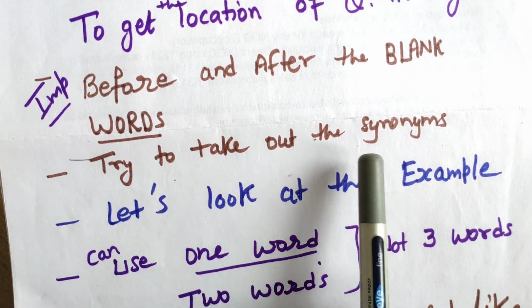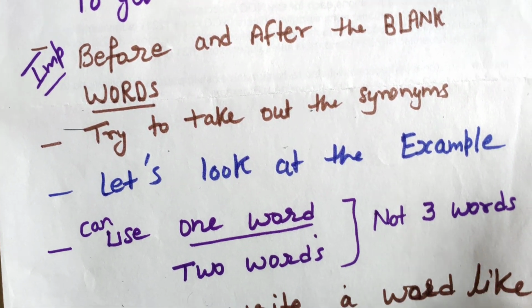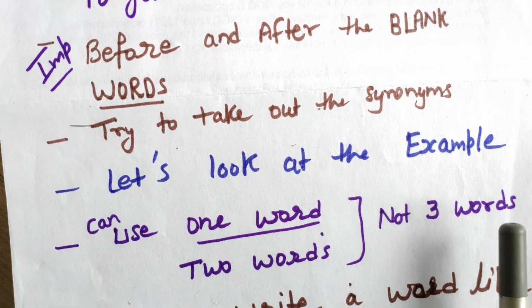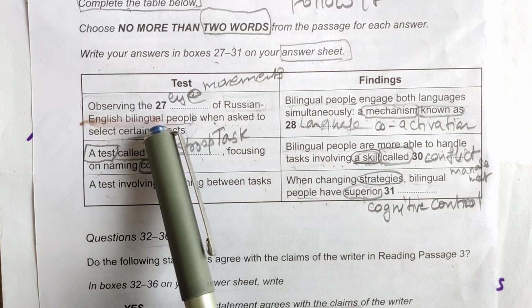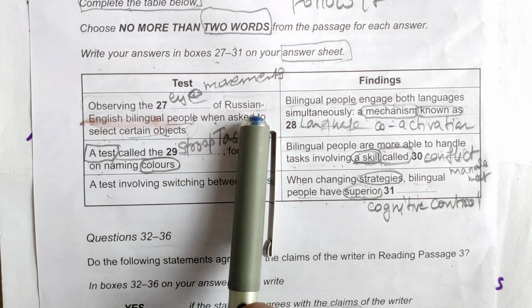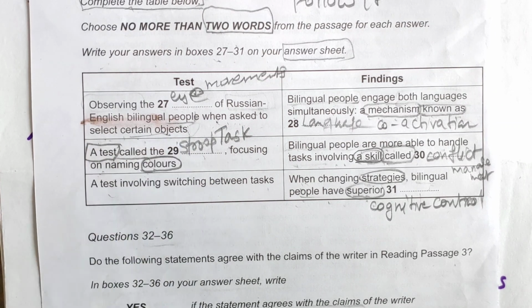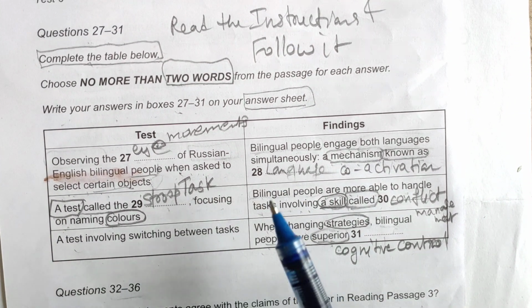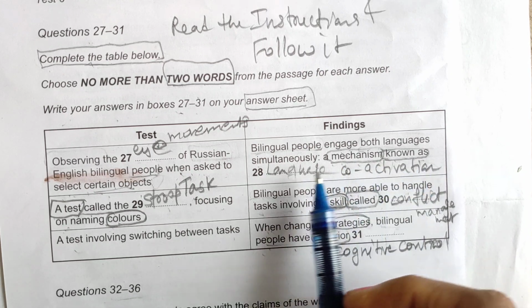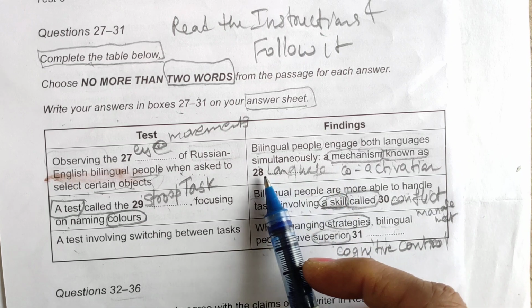Next, try to take out synonyms, as I explained earlier. Let's look at the example. "Observing the dash of Russian English bilingual people when asked to select certain objects." Let's look at this example only: "Bilingual people engage both languages simultaneously, a mechanism known as language dash." This is the fill in the blanks.